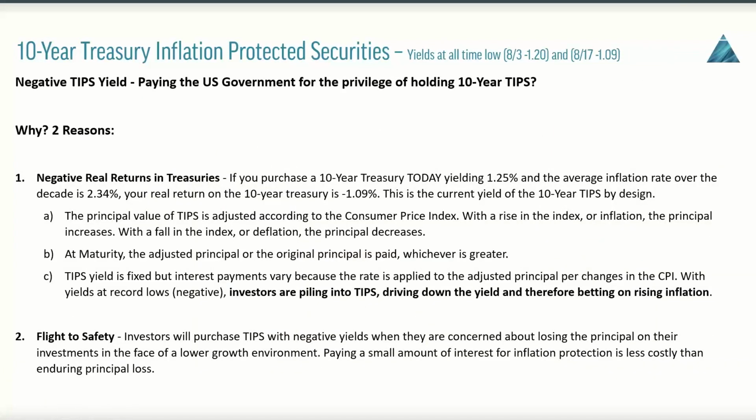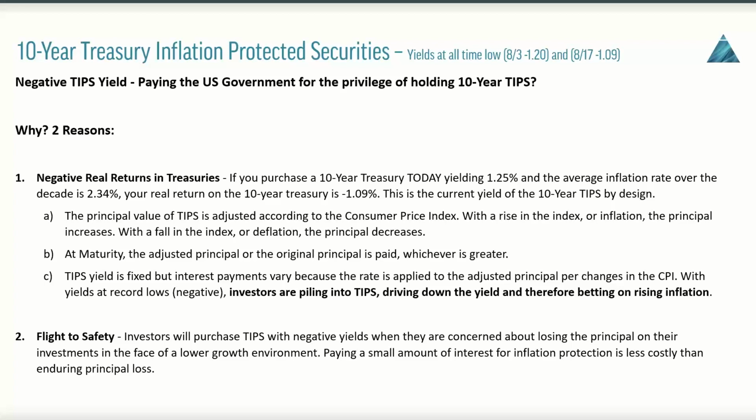So this is where it gets really, really interesting. So the negative TIPS yields, right? So why would anyone pay the U.S. government for the privilege of holding 10-year TIPS? And we have to think about it from this perspective. I've got two reasons up on the screen, but just let me summarize for you.